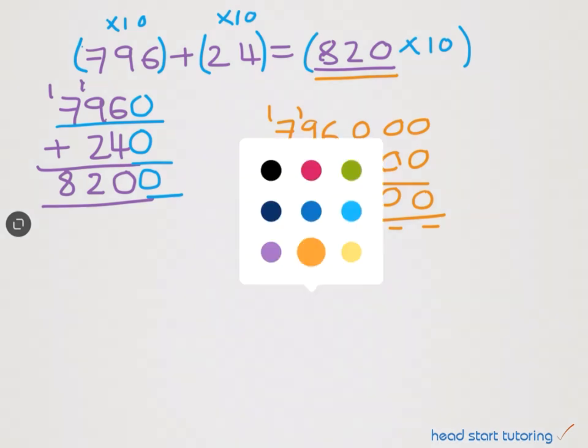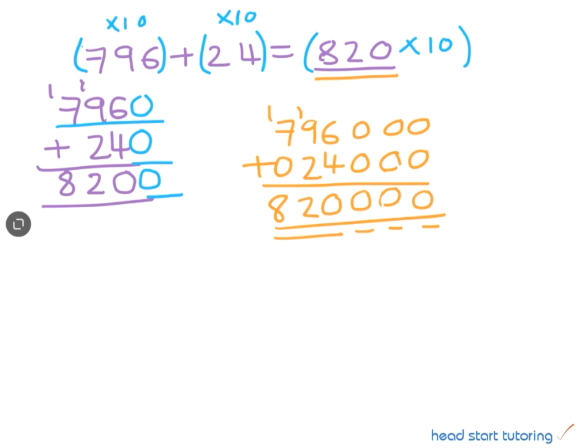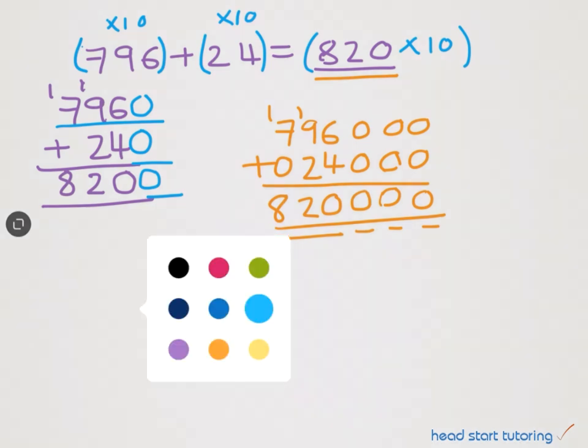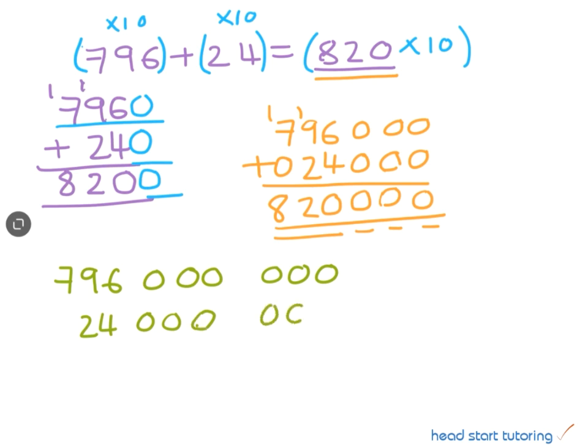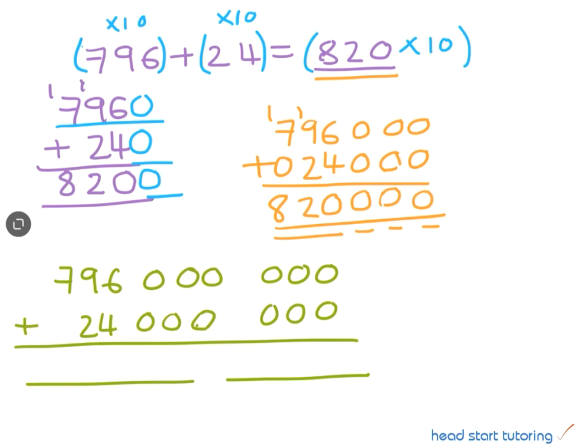Right, so we can use this example all the way until 1,000,000. So if we've got 796 multiplied by 1,000,000, and if we multiply our 24 by 1,000,000 as well, what we'll see is that we'll get the same answer, 820, but the 820 will also be multiplied by 1,000,000.